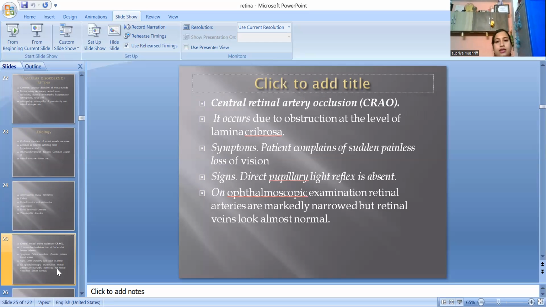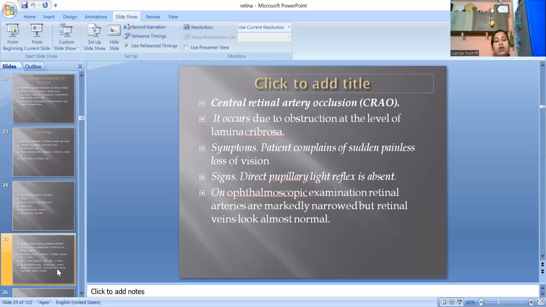Now to start with central retinal artery occlusion. This is a very important topic, theory-wise and practical-wise also. Central retinal artery occlusion is one of the important ophthalmological emergencies. Why is it an emergency? Because it can cause permanent, irreversible loss of vision. Hence, if a patient comes with central retinal artery occlusion, it is very important to identify the condition and manage it as soon as possible. Otherwise, it will cause permanent irreversible loss of vision.